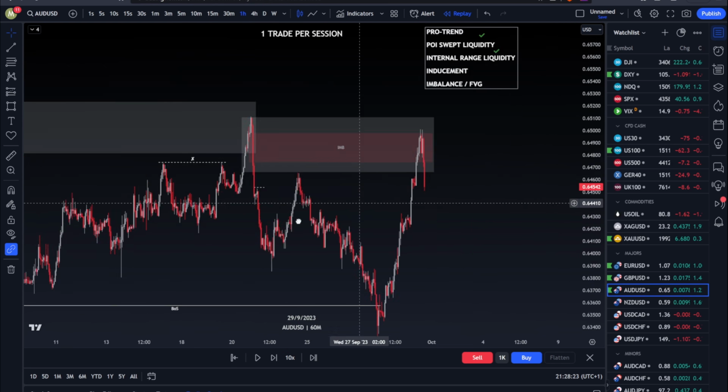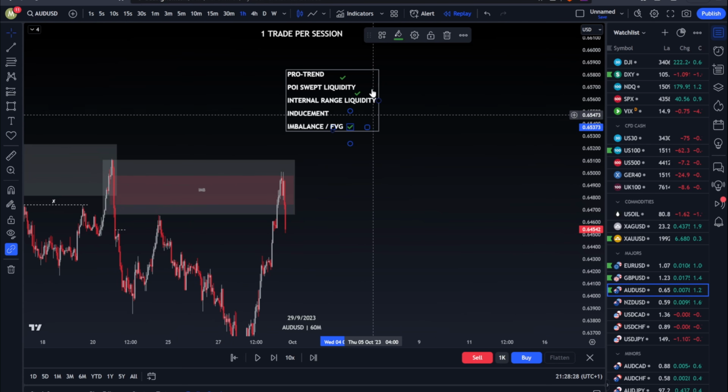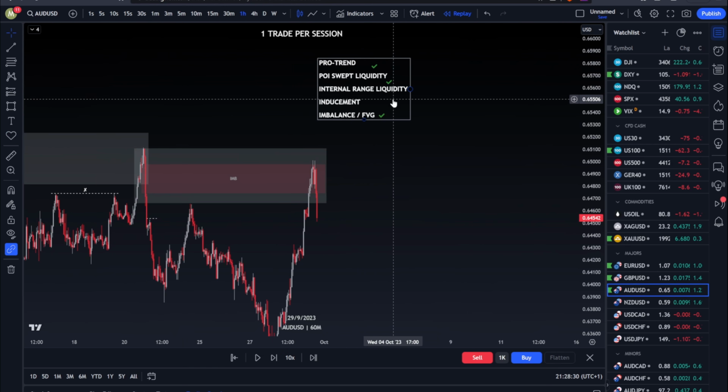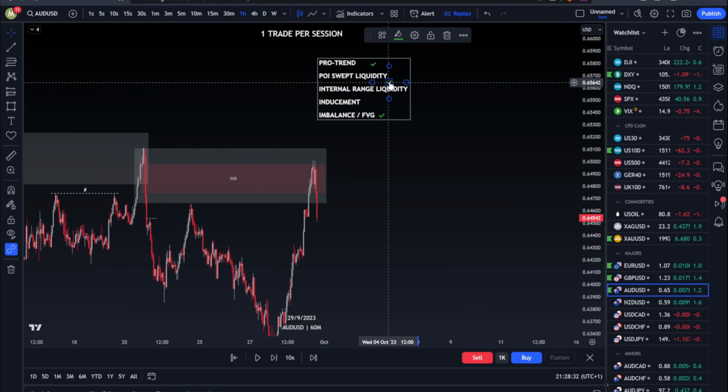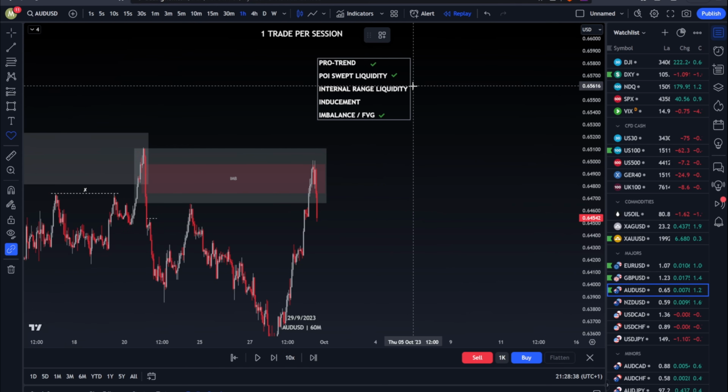Then do we have an inducement? Let me mark this check out of this check mark. Boom. So it's already 3 check marks. Internal range liquidity I wouldn't call, I would say a no. So that's one cross. A red one, of course.